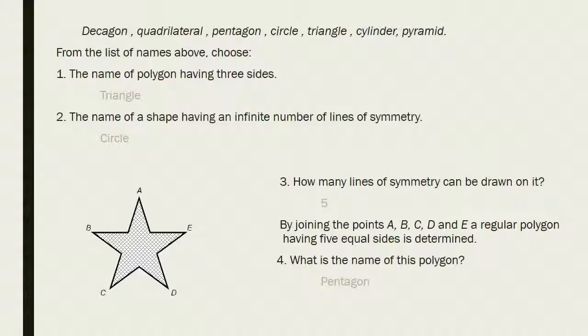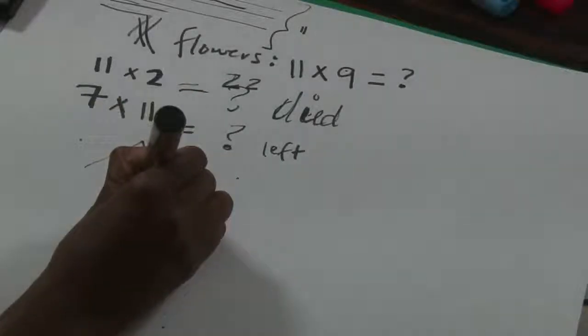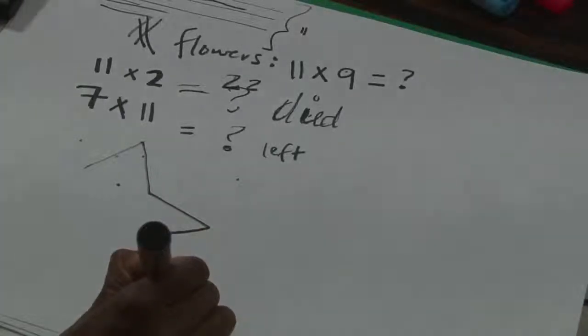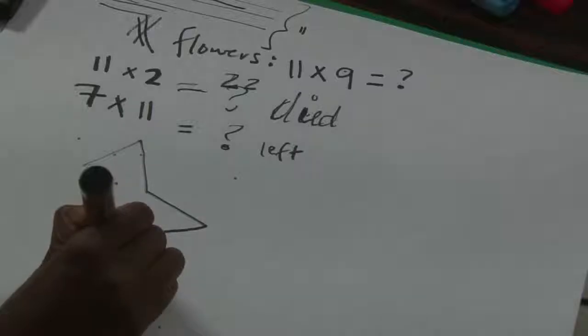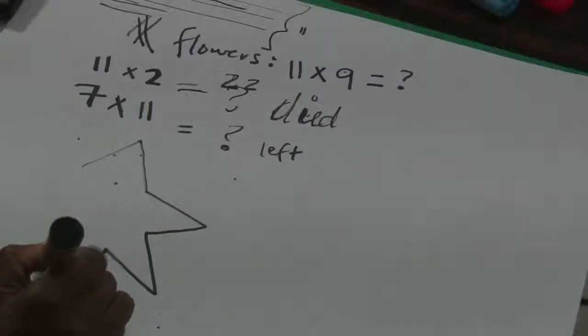Then let's look at that star. We are looking at the line of symmetry. They're asking how many lines of symmetry it has. It's just that we are running out of time. I'm not sure I will be able to finish it, but I will try.